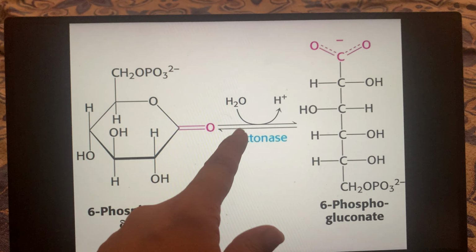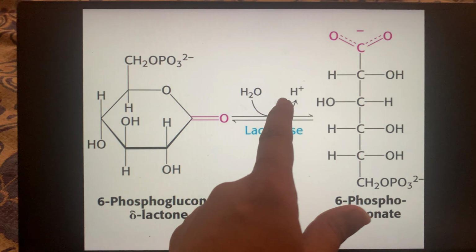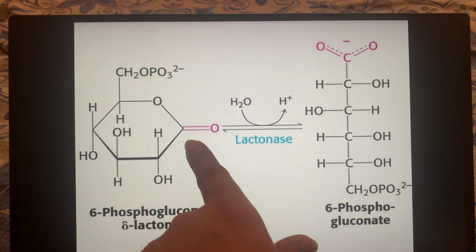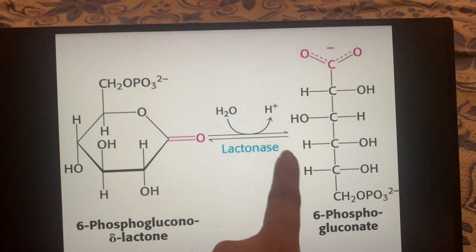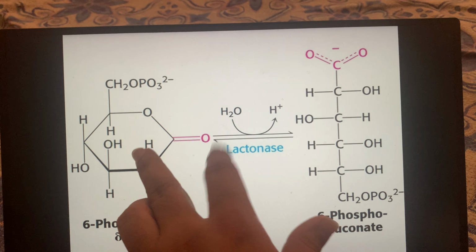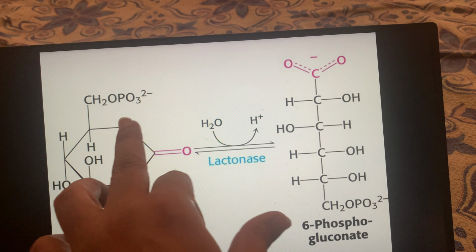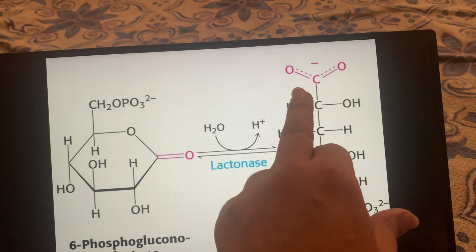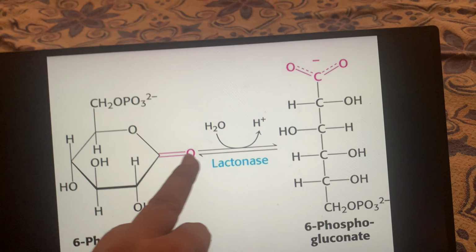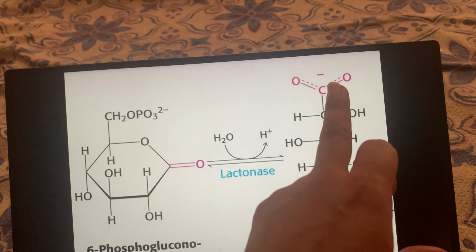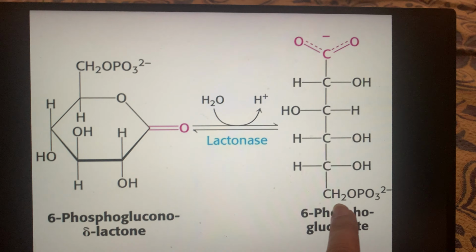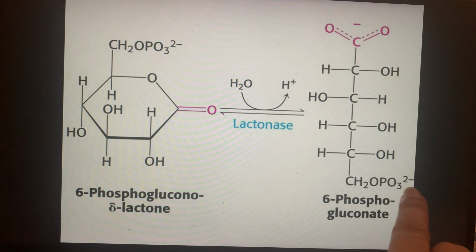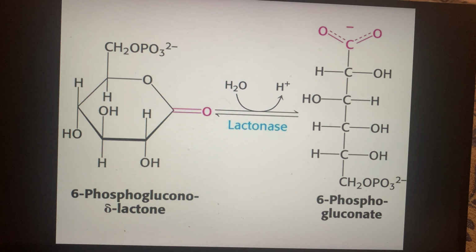6-phosphoglucanolactone, in the presence of water, releases H positive ions, and OH is added in the structure in the presence of lactonase enzyme. This structure opens up here, and this O, C double bond O, goes here, right, and the whole structure builds like this, it opens here, and this is again 6-phosphogluconate, but this is open chain, and the phosphate group is with carbon number 6 here.